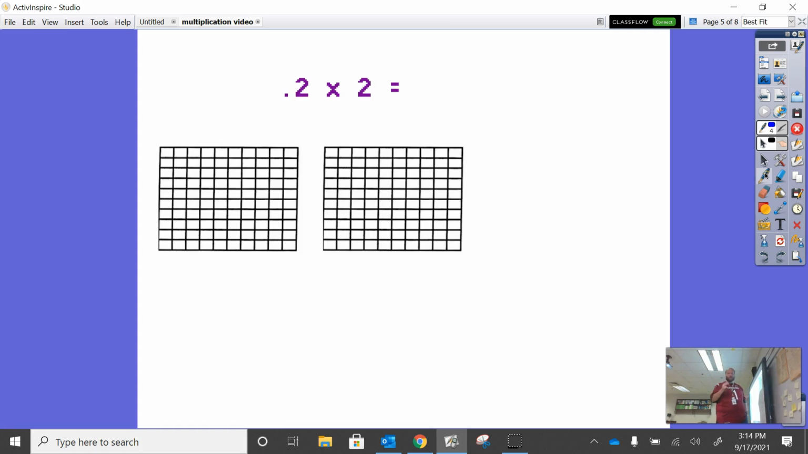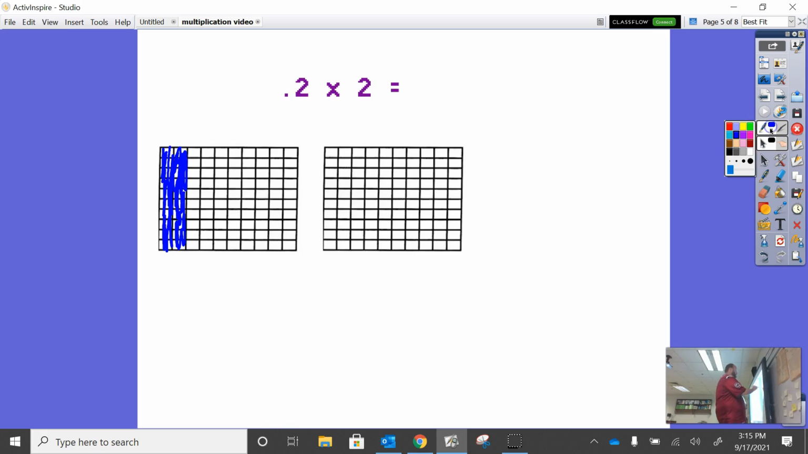So what I'm going to do is show you the easiest way to look at this when you're modeling. Let's say we have this problem, and we want to model how to show with 100 squares 2/10 times 2. The first thing you would want to do is shade in 2/10 with one color. Remember, when you shade in 2/10, that is 2 columns of 10. So I have 2/10 shaded in.